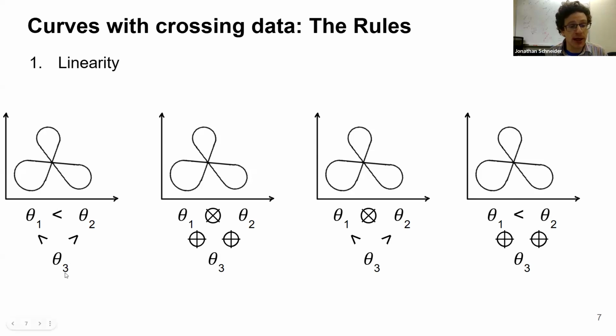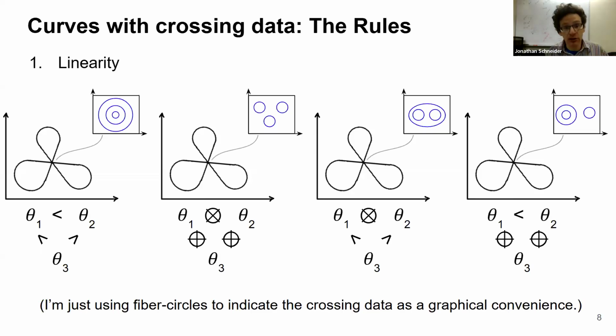It's a linear order. Now we should also come up with rules that admit virtual crossings, and I've done that here. Only these 4 patterns are possible under the linearity rule. Why these particular 4? Because they can occur as shadows of a fiberwise embedded torus. Here I'm putting back the fiber circles just as a graphical convention or graphical convenience so that we can keep track of the crossing data here.